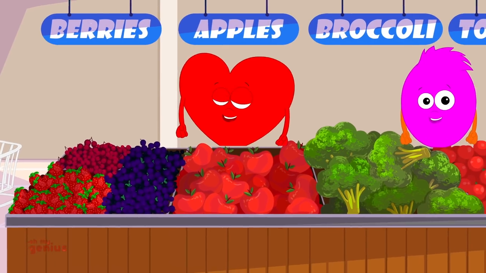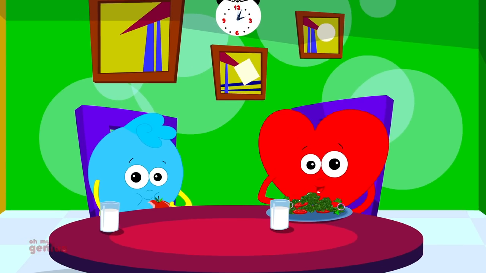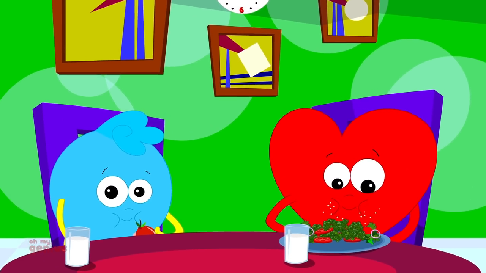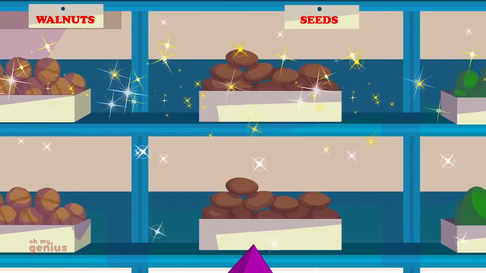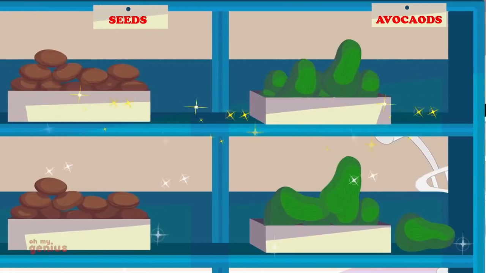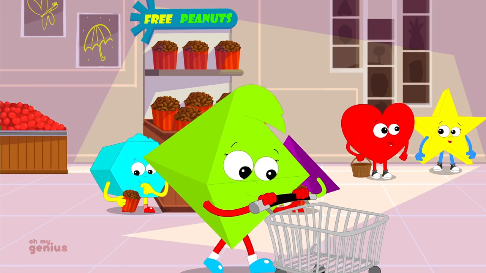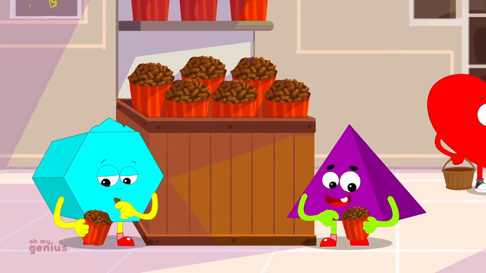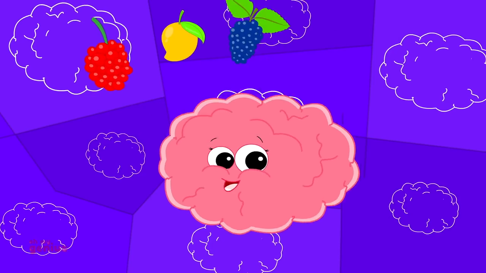Berries, fruits, broccoli, and tomatoes. Eat as many as you can. Let's find them nuts. Walnuts, avocados, eat them up. These are candy for the brain. Let's sing them again.